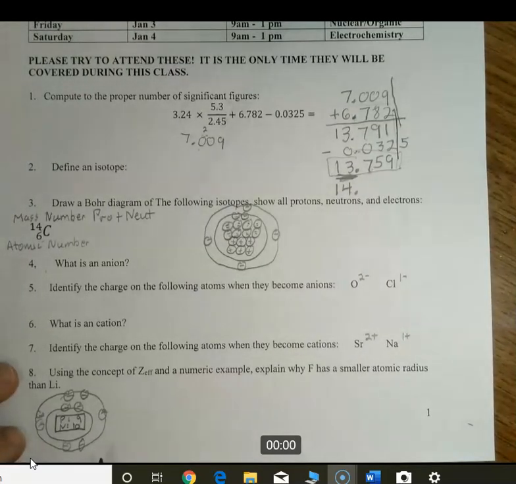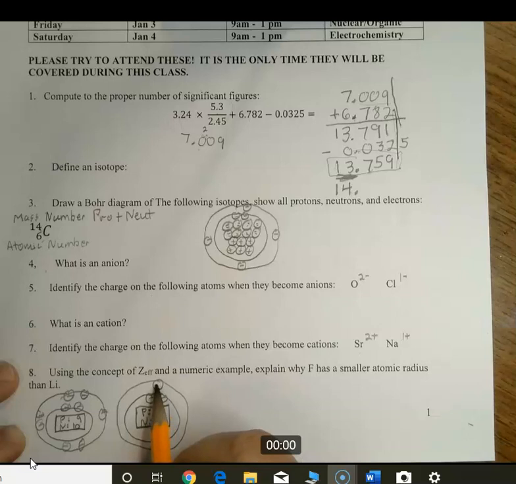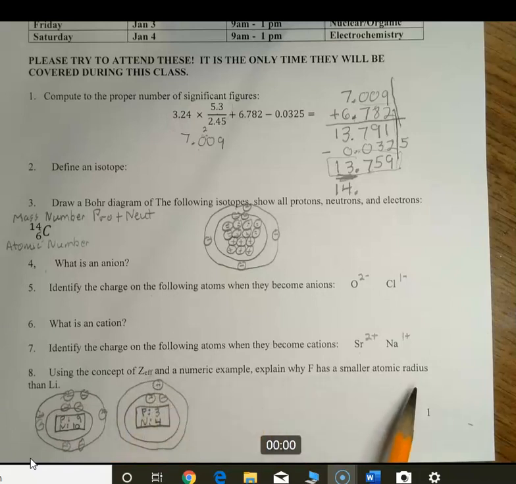We do the same thing for lithium. Lithium has 3 protons, and the typical lithium, the most common isotope, has 4 neutrons. We know that because 6.94 is the atomic mass. That's very close to 7. So we go ahead and put a 4 there. All right, then we also draw this, the first orbital, and this, the second orbital, which only has 1 electron in it for lithium. Okay, so the question is, using the concept of Z effective and a numeric example, explain why fluorine has a smaller atomic radius.